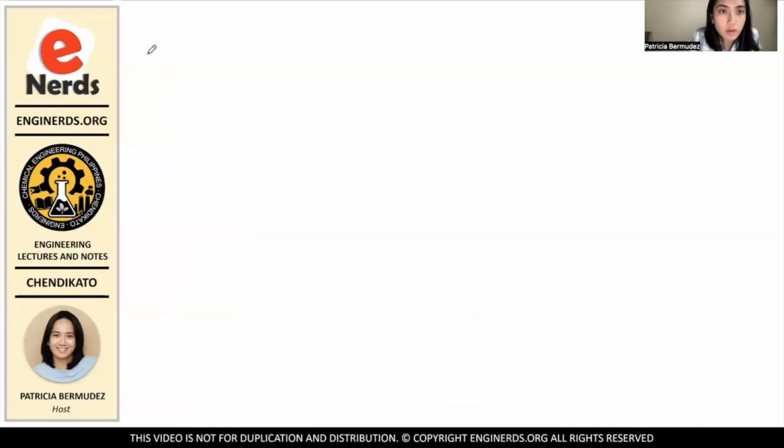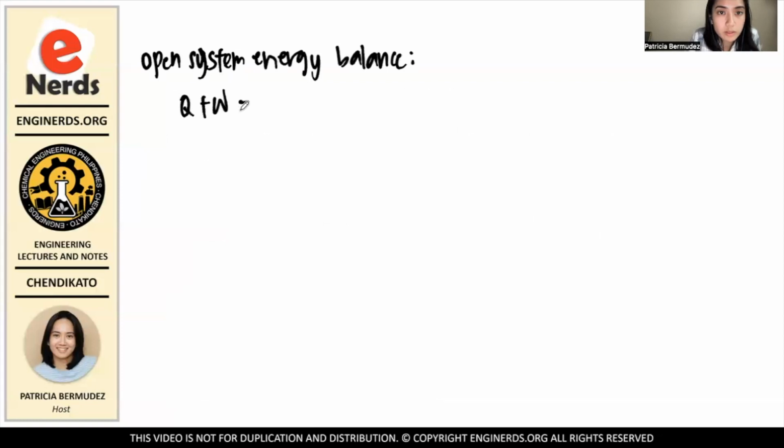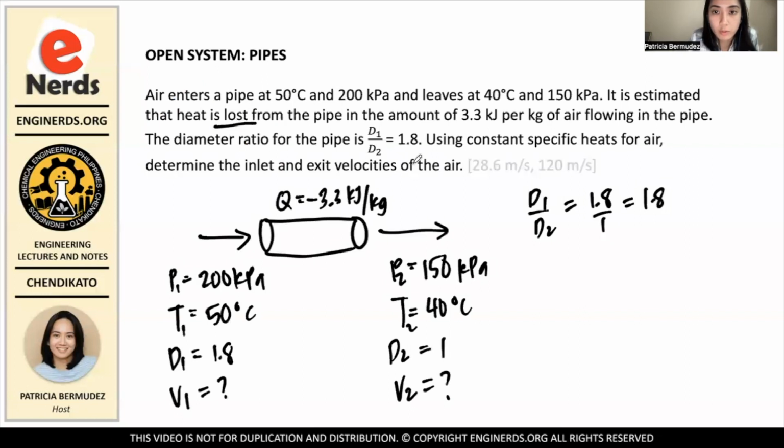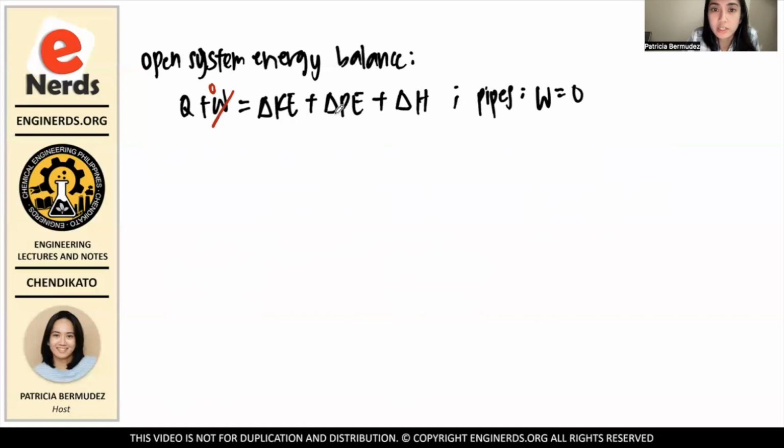So using open system energy balance, we know that Q plus work is equal to the change in kinetic energy plus the change in potential energy plus the change in enthalpy. But then for pipes, we know that just like nozzles and diffusers, they produce no work. So the work here is equal to 0. So we can cancel this off. And since in the problem, there is no change in height given, we can assume that the change in potential energy is 0 as well. So we're left with Q is equal to the change in kinetic energy plus the change in enthalpy. So you have Q is equal to the change in KE plus the change in enthalpy.